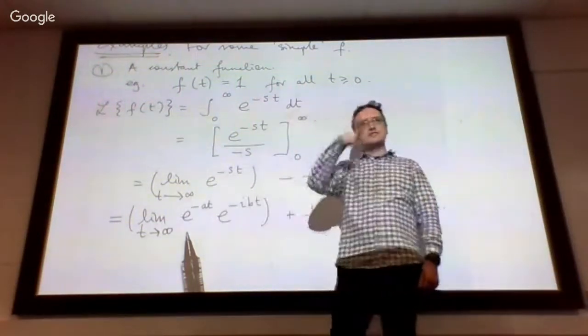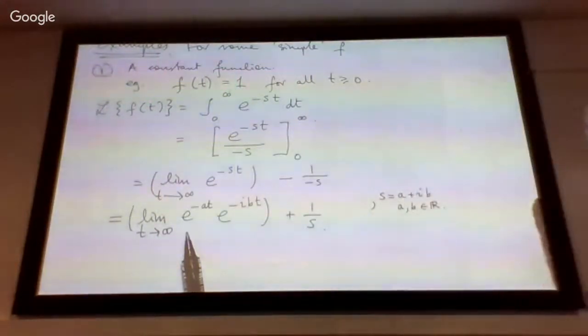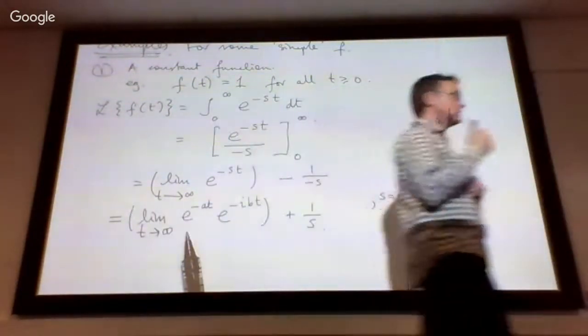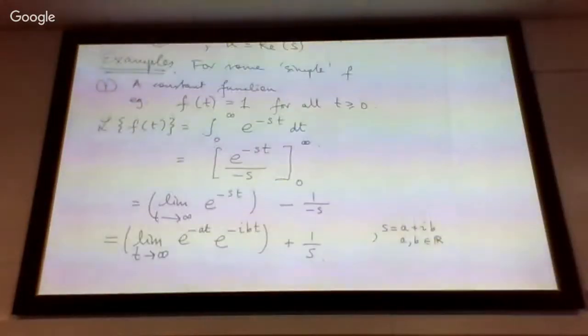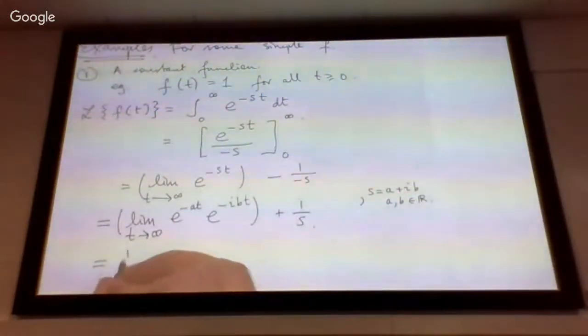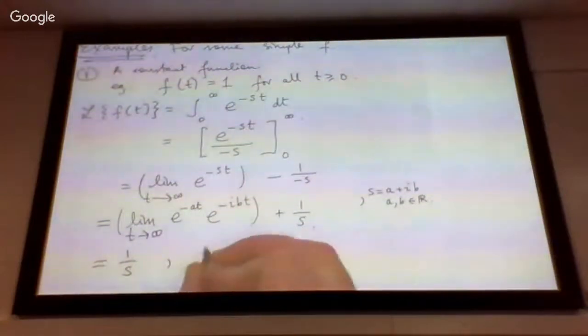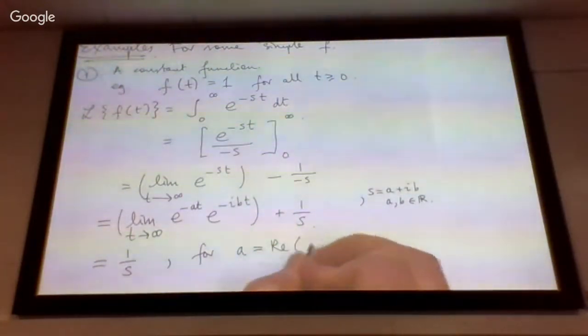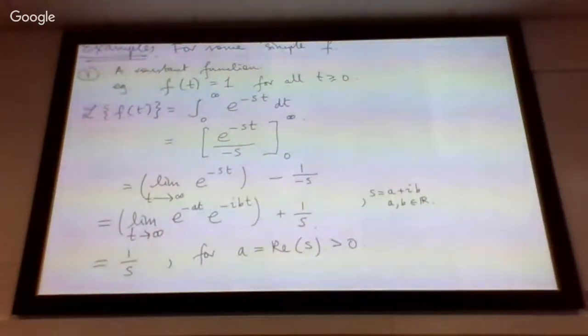This factor is always stuck circling the origin at distance 1. So when you multiply them together, they're going to circle towards the origin. Okay? So basically, the whole limit is going to be 0. It's not going to be there as long as a is positive. So we just get the quantity 1 over s, for a, which is equal to the real part of s, as long as that's a positive number.